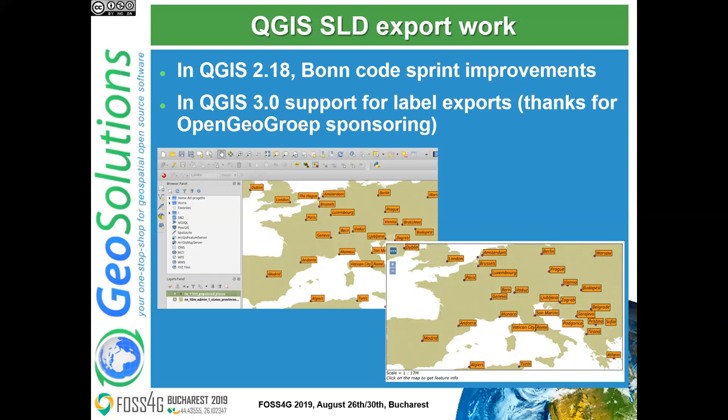What if you don't want to write all these styles by hand? Even if, let's say, CSS makes it shorter, you just really don't want to type all these styles. Well, there are a few options. In QGIS 3, there is some improved support for exporting SLDs, such as labeling and rasters, which weren't supported before. And we also improved a bit the export.